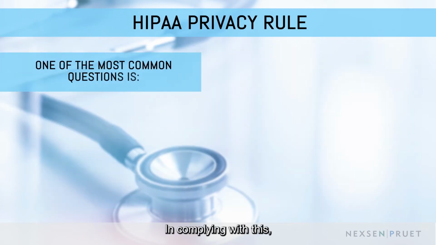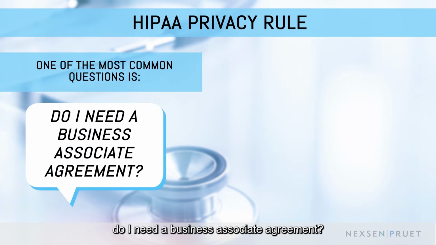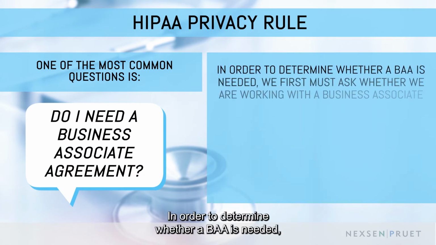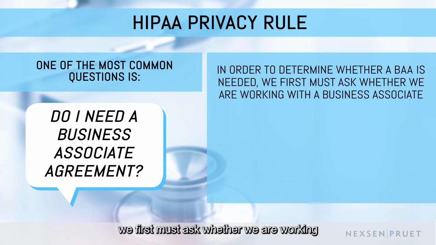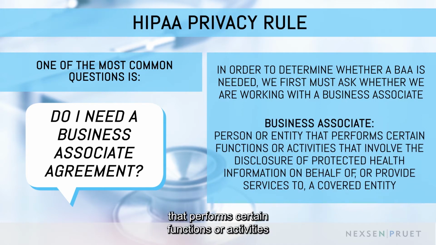In complying with this, one of the most common questions we tend to see is, do I need a business associate agreement? In order to determine whether a BAA is needed, we first must ask whether we are working with a business associate. A business associate is a person or entity that performs certain functions or activities that involve the disclosure of protected health information on behalf of or provide services to a covered entity.